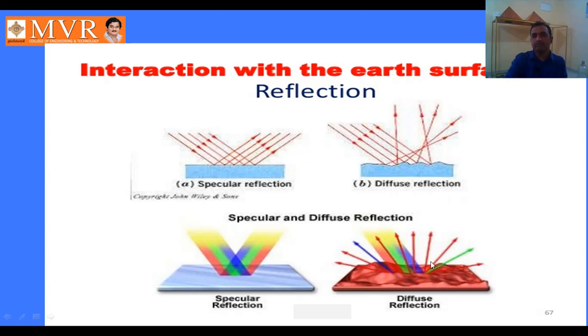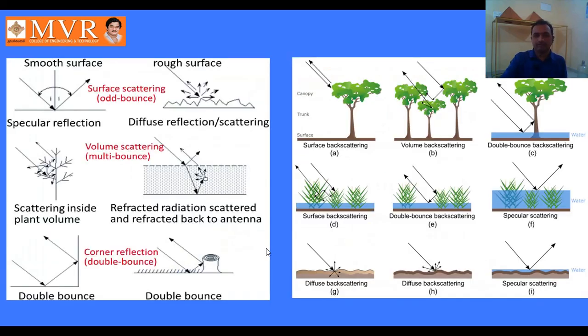In diffuse reflection, the light is radiated in all directions, but in specular reflection it radiates in one particular direction. That is the difference between specular reflection and diffuse reflection. Single reflection and specular reflection are both the same. Specular reflection always occurs on a smooth surface, and diffuse reflection always occurs on a rough surface.